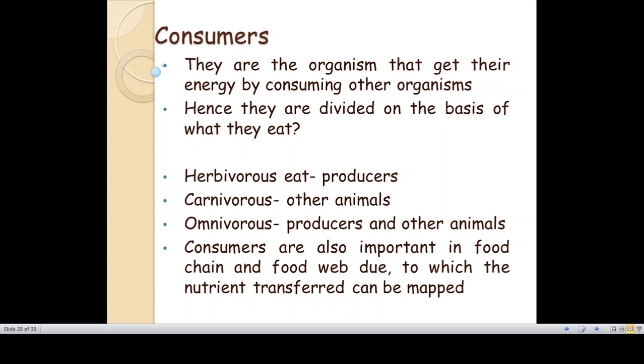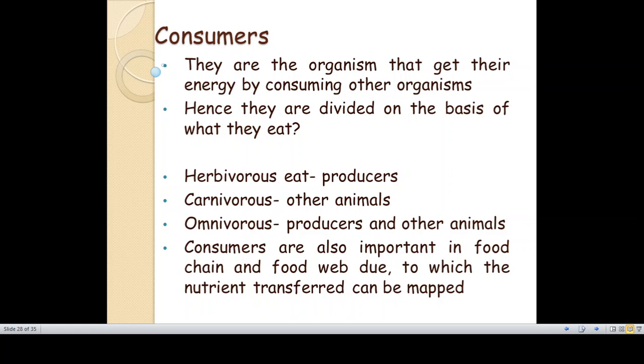On this basis, consumers, that means on the basis of eating habit and living habit, are further divided as herbivorous, carnivorous and omnivorous. Herbivorous consumers are called the primary consumers. The reason is that they feed basically on the plant system.